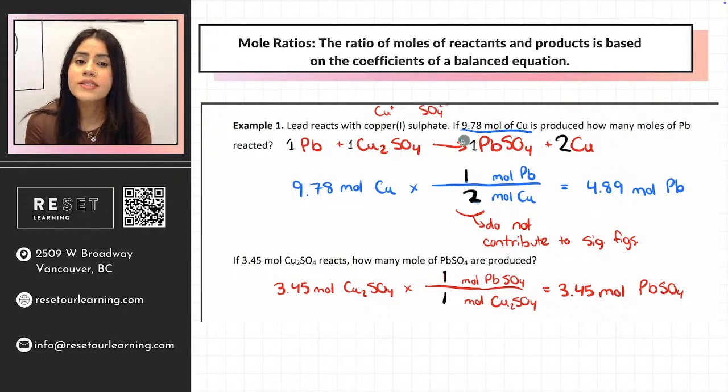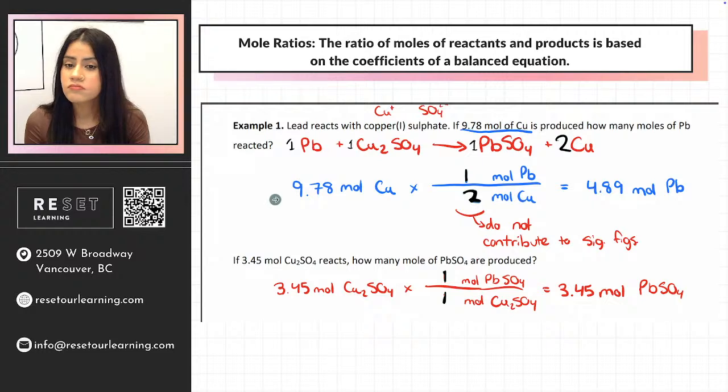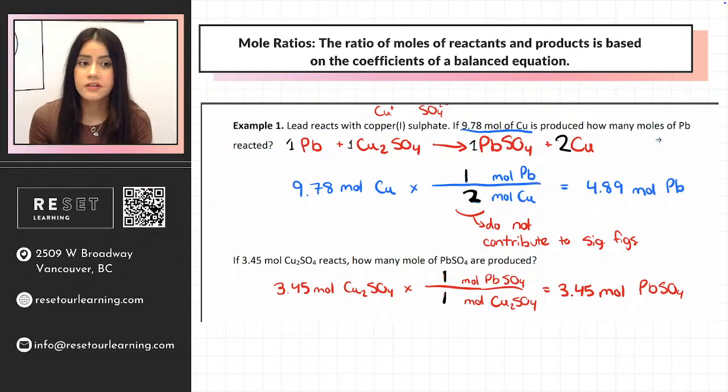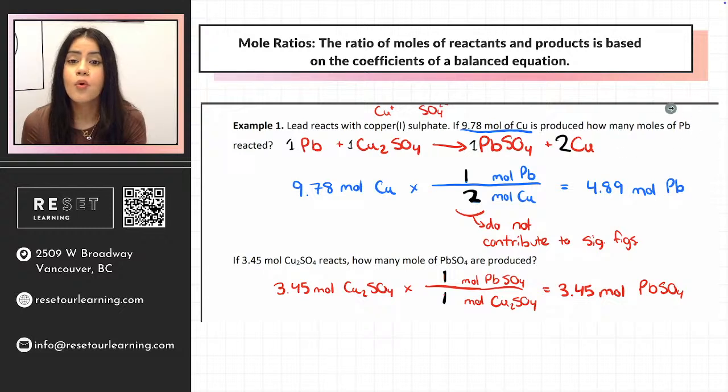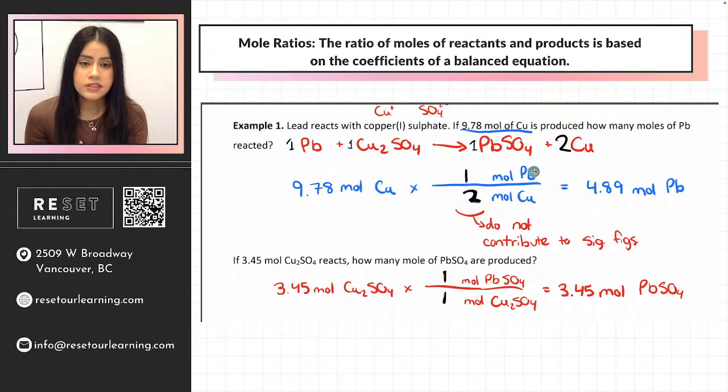So again, what is given to us? We were given copper, which is 9.78 moles. So we're going to write the given, whatever it is, and we're going to multiply it by our desired. Our desired is what the question is asking us to find. So the question is asking us to find the moles of lead. So we're going to put the desired on the top and our given on the bottom. Our given is the copper.